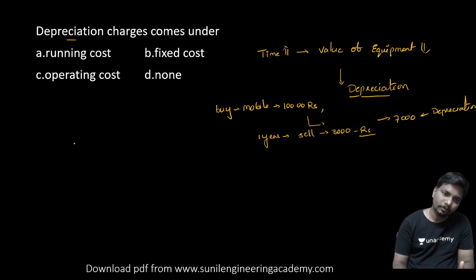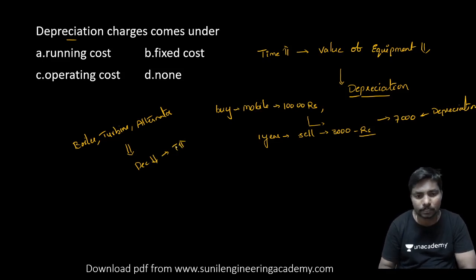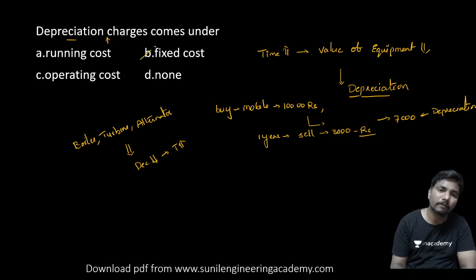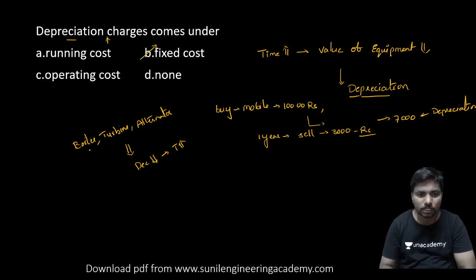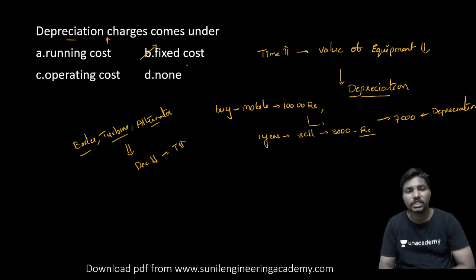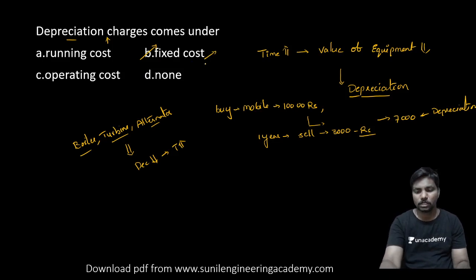In the power plant we have the major equipment: boiler, turbine, alternator. So many devices we have. Their value decreases as the time increases, so those come under depreciation charges. Those depreciation charges come under fixed cost only. The cost of the equipment comes under fixed cost only, so depreciation charges are also fixed cost.